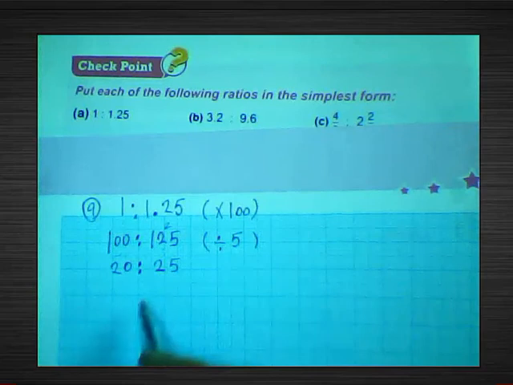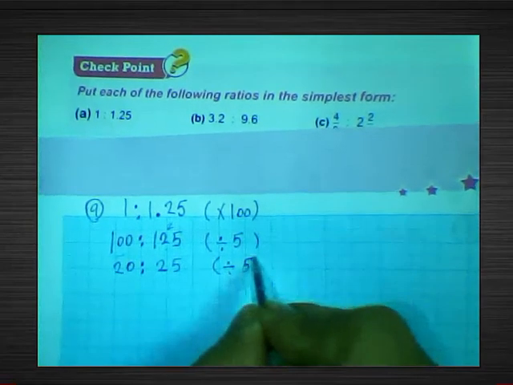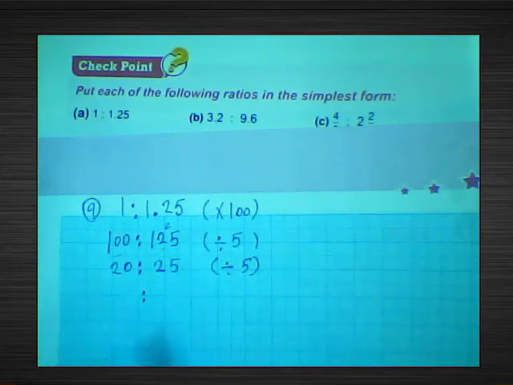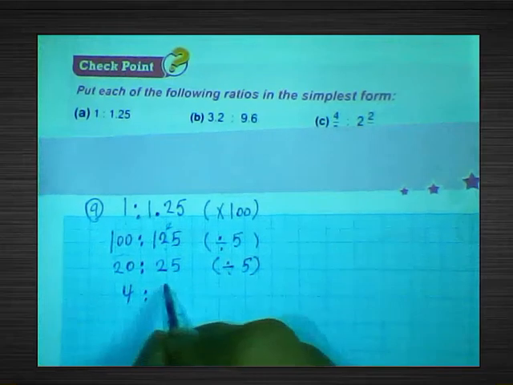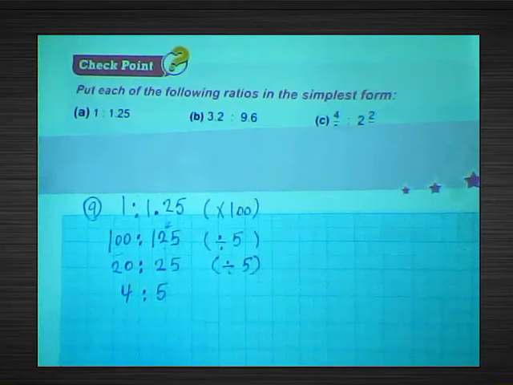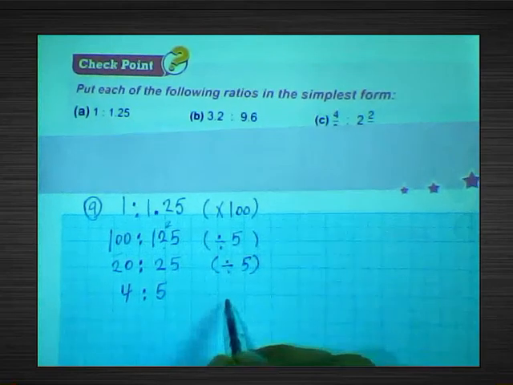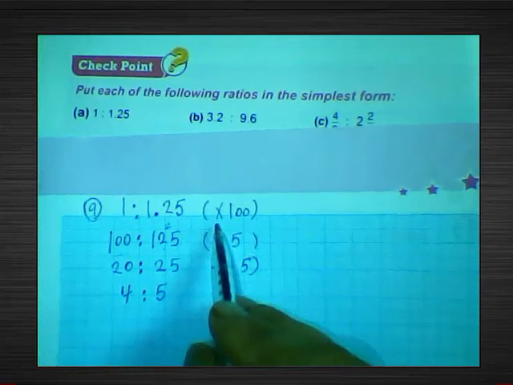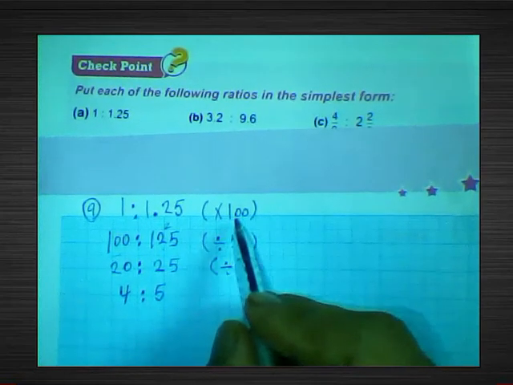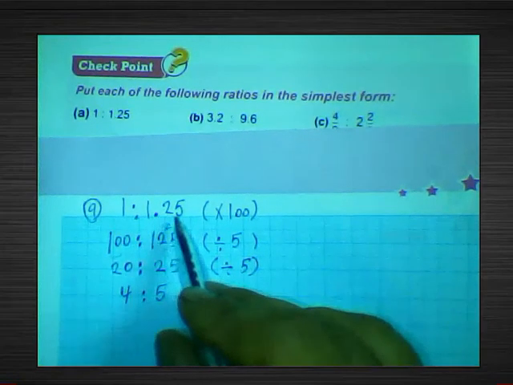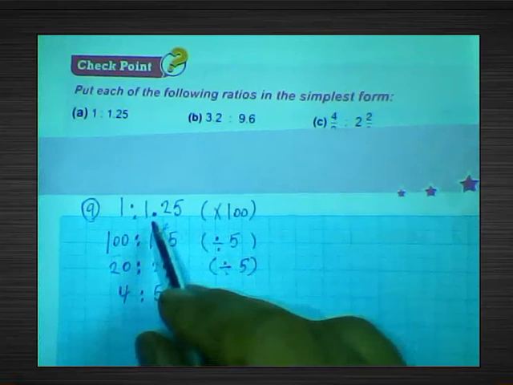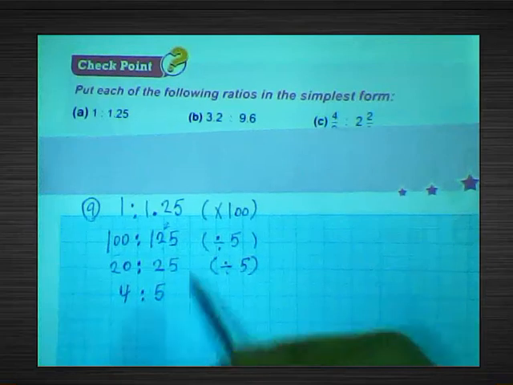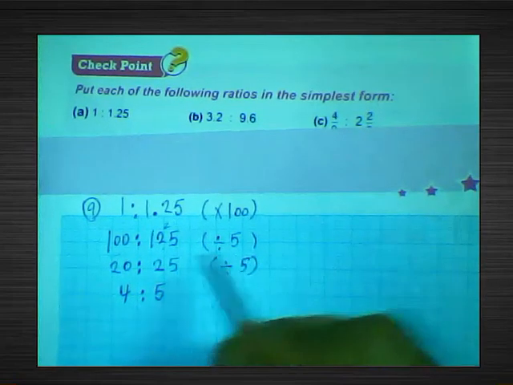So 20 and 25, we can divide them by 5. It's okay. 20 divided by 5 equals 4. 25 divided by 5 equals 5. Do you understand it? It's easy for you. The first step, we multiplied 1 and 1.25 by 100 to cancel this point. So to cancel the decimal point in both terms, we multiply them by 100.